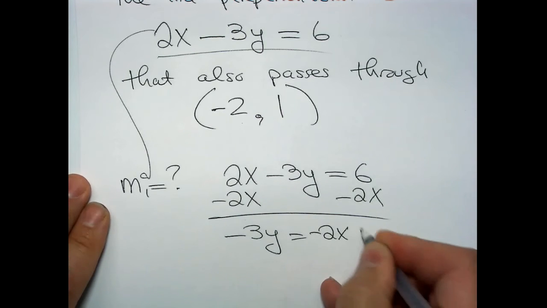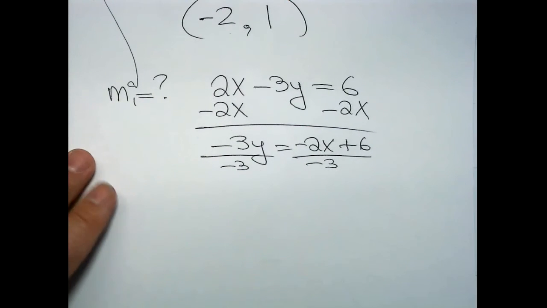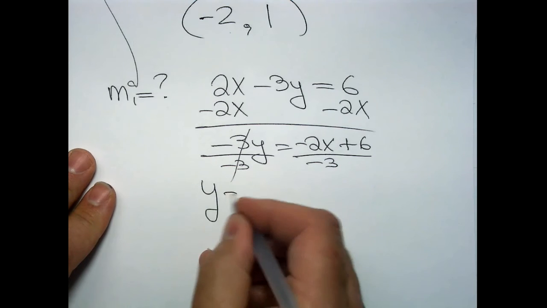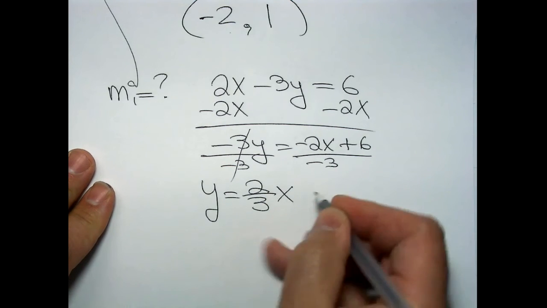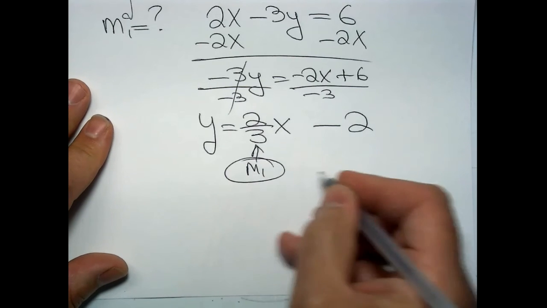If you solve for y, you quickly realize what the slope really is. Y equals 2/3 x minus 2. And this is the only thing I really care about. There's my slope.